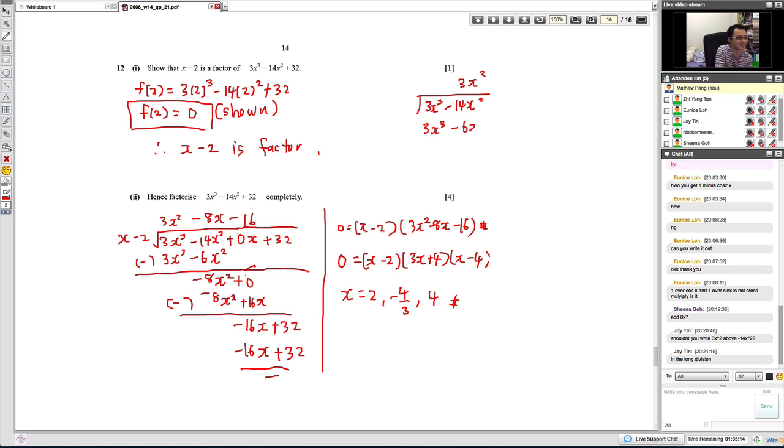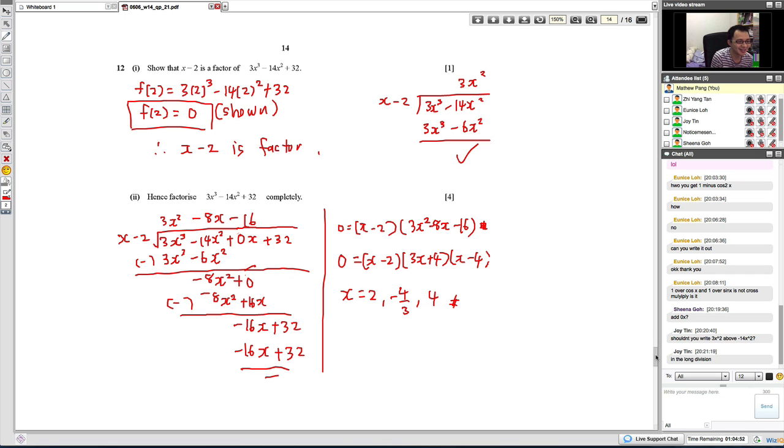Divide by x minus 2. I mean, yeah, I should write in this position, because just now I didn't pay so much attention to the position. This one should be the accurate one. Right? But I don't think the examiner will deduct your mark if you write this. But yeah, just use the correct method. Okay. And yeah, thanks Joy for reminding me.